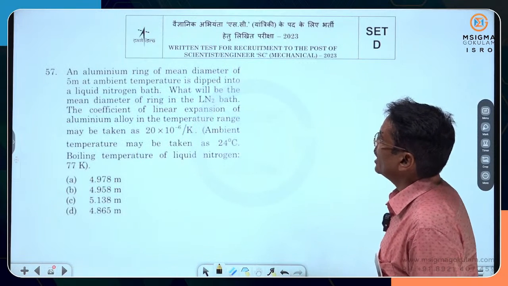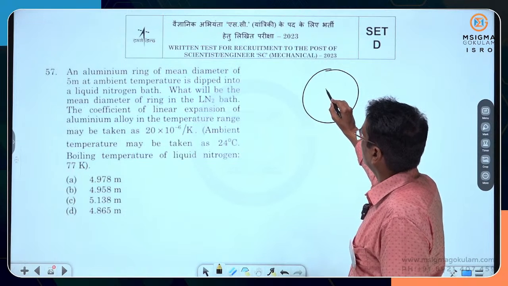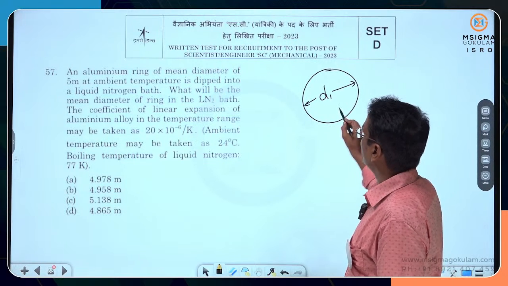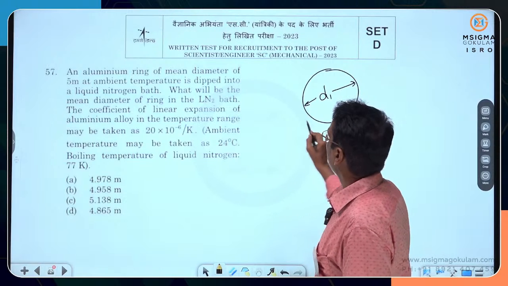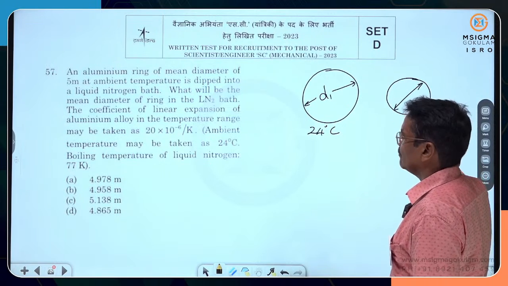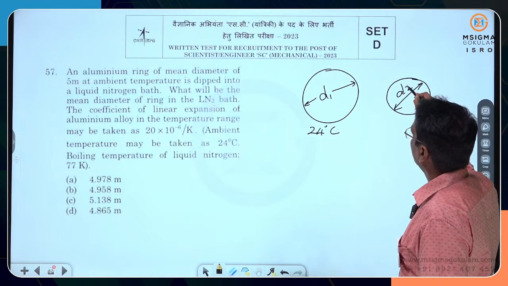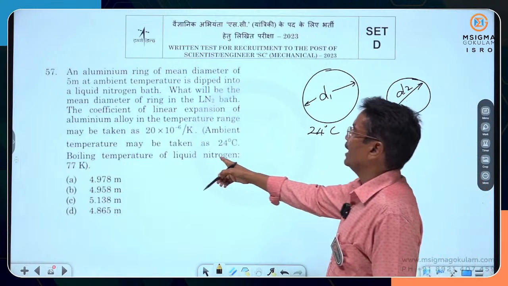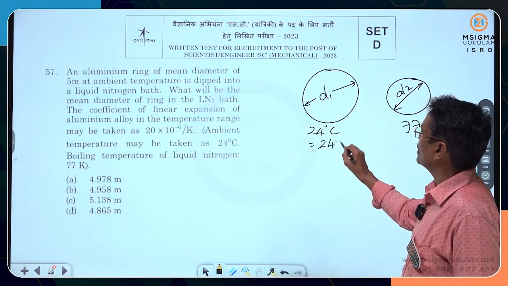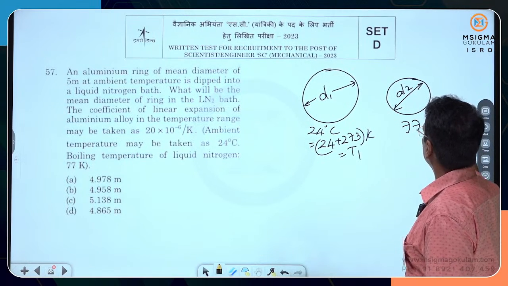An aluminium ring of mean diameter 5 meter was given, say D1 diameter, dipped into liquid nitrogen bath. What is the ambient temperature? Ambient temperature is 24 degrees Celsius. It is dipped into the liquefied nitrogen. The temperature is 77 Kelvin. The initial temperature will be 24 plus 273 Kelvin. Okay, this is T1, this is T2.